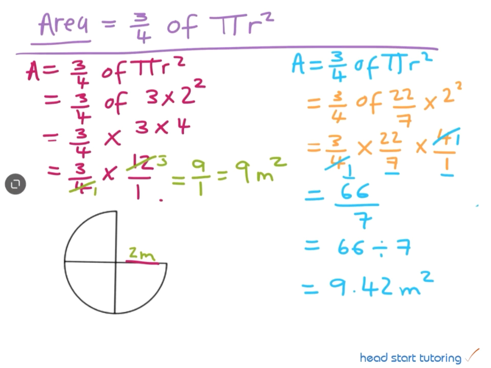Right, so when we are working with pi equal to 22 over 7, the area of this 3/4 of a circle with a radius of 2 meters will give us an answer of 9.42 meters squared.